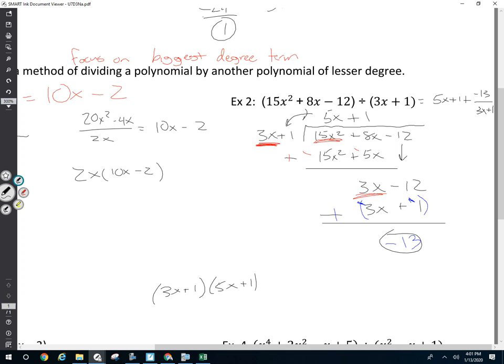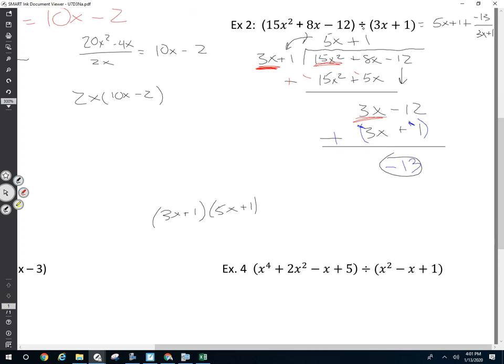If you have space, do it on the back, please. Multiply 3x plus 1 and 5x plus 1. After you multiply those together for me. Multiply 3x plus 1 and 5x plus 1. You missed a big part of this lesson.